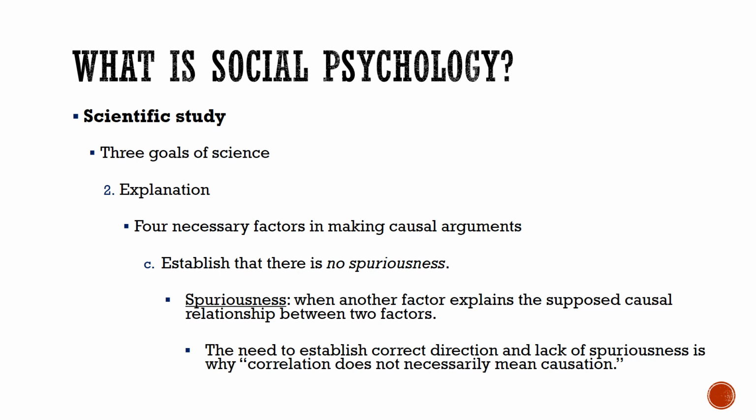The third thing that needs to be established to make a causal argument in science is that there is no spuriousness. Spuriousness occurs when another factor explains the supposed causal relationship between two factors. For example, let's say I find an association between political party membership and attitudes towards homosexuality.